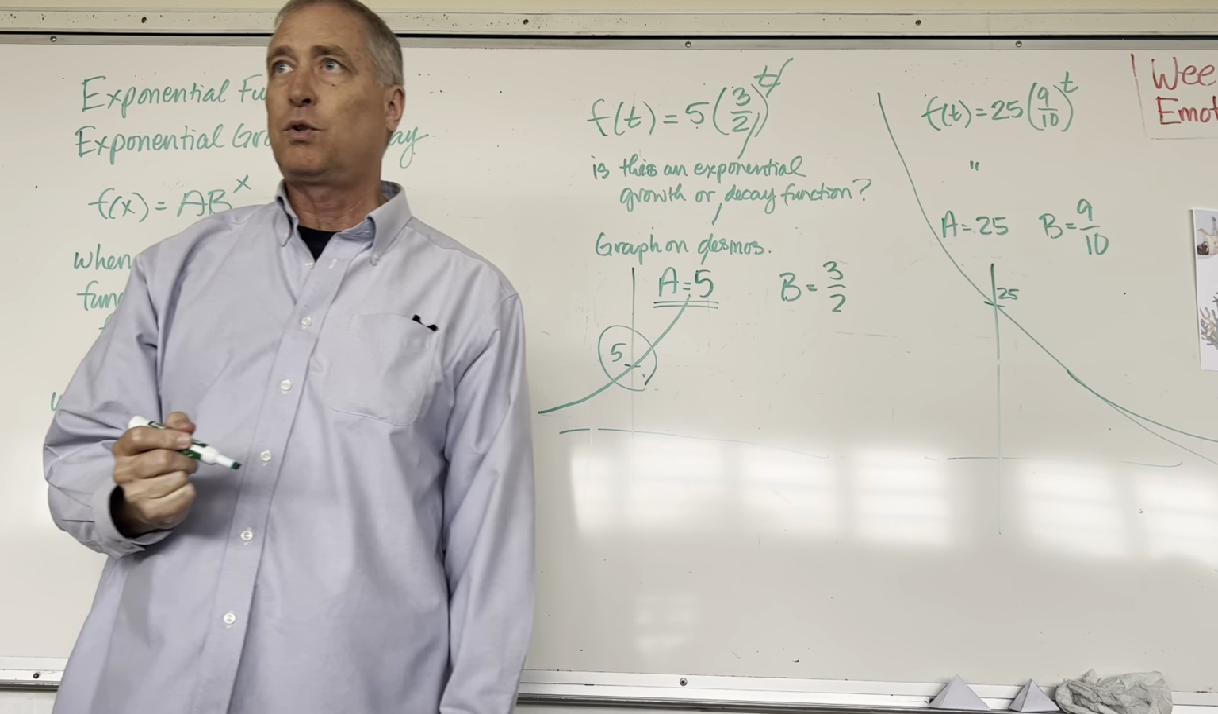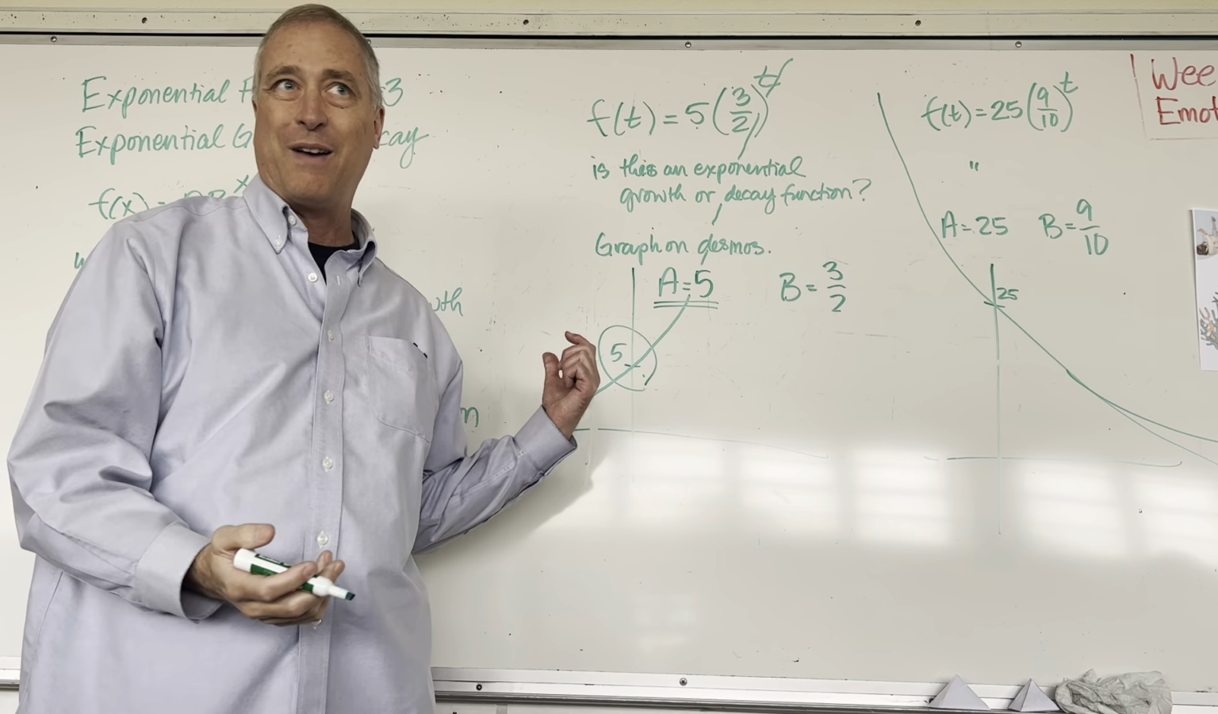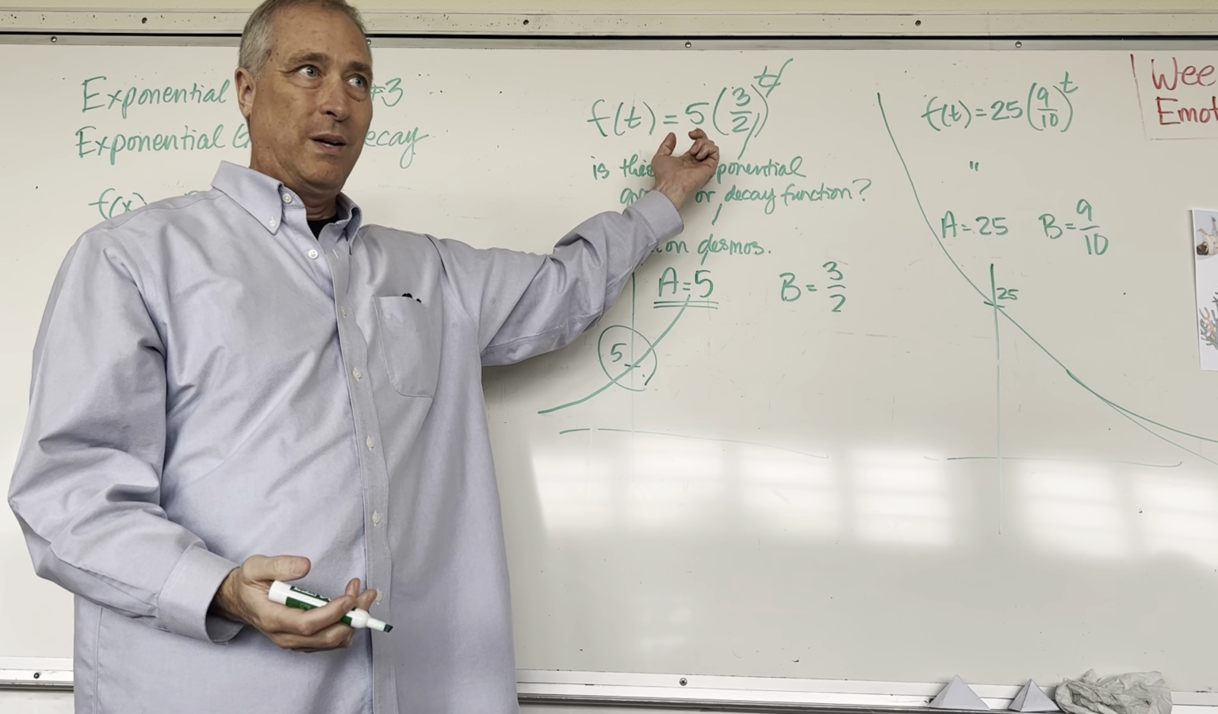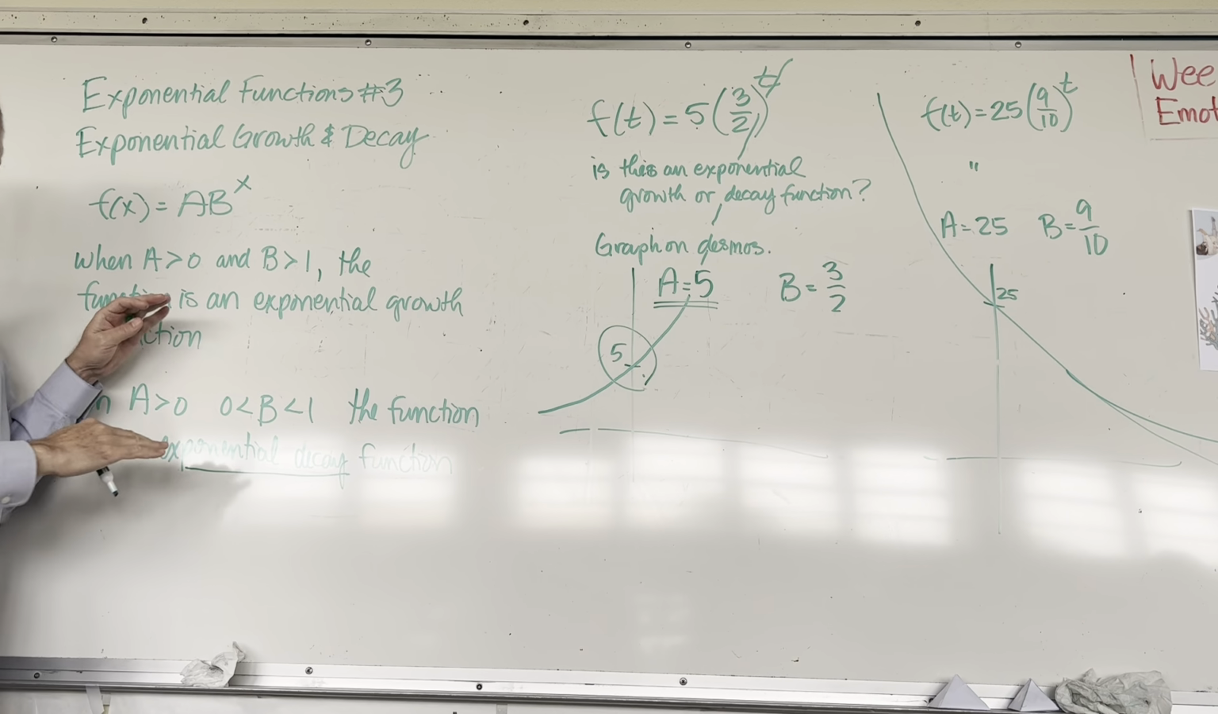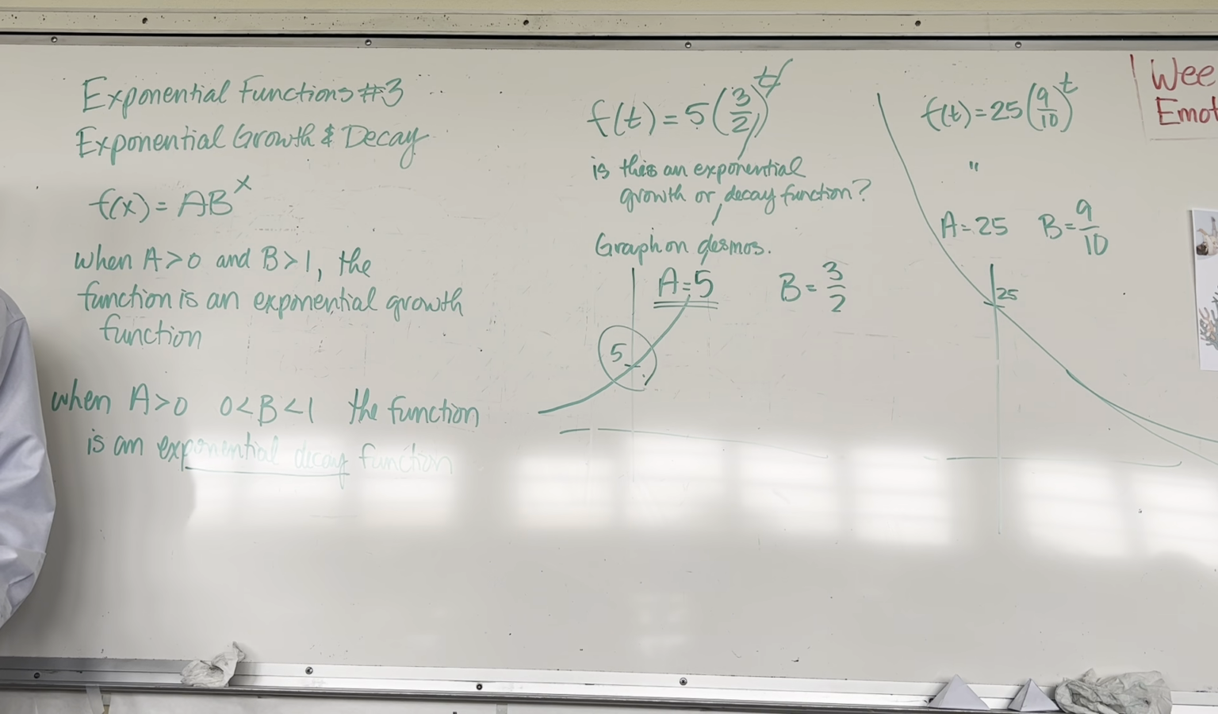Okay, is that enough to do Schoology? They're just going to give you either graphs or the equations. You're going to put them through the test. You're going to say, is it exponential growth or decay? If you don't know, you can always type it into Desmos. Right? Fair enough? Okay.